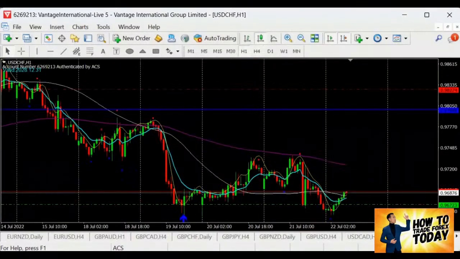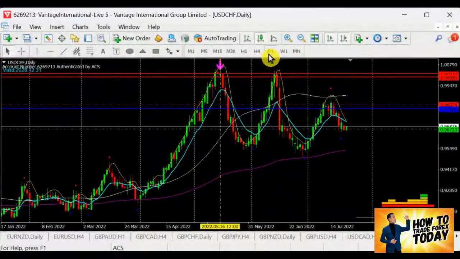So dollar franc. As for dollar franc, no as well. The support has set up, and now it also seems like it's ready to buy.